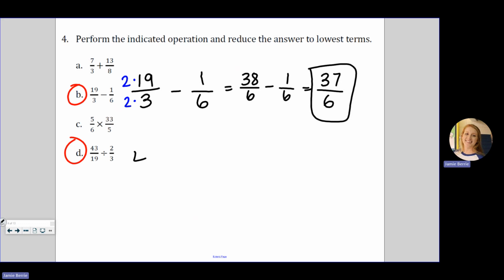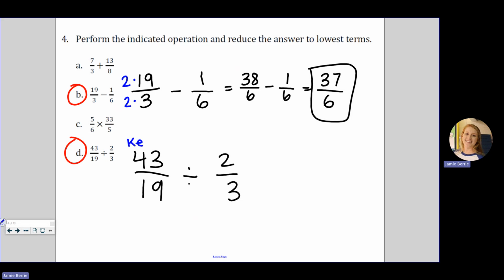The bottom one? Yeah. If you can't see it over there, it's 43 over 19 divided by 2/3. What is the rule for dividing fractions? Keep, change, flip.